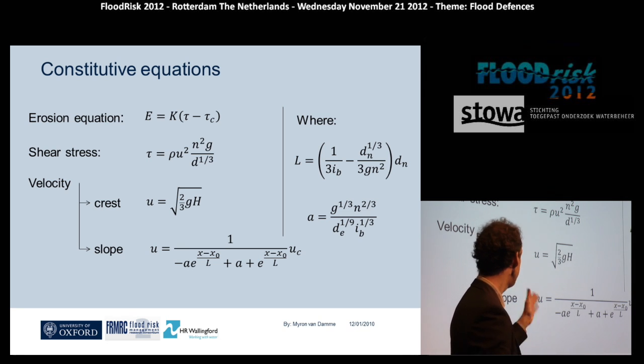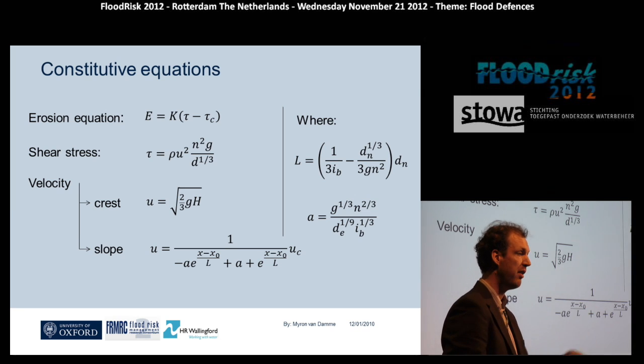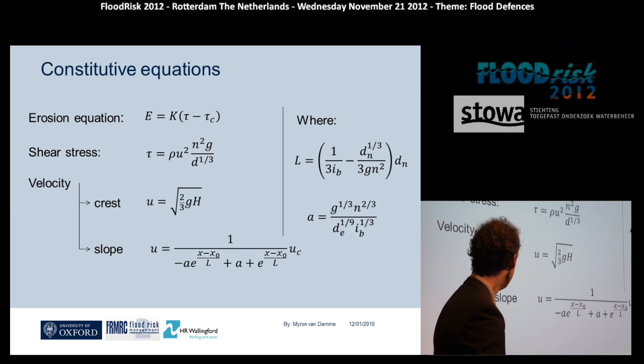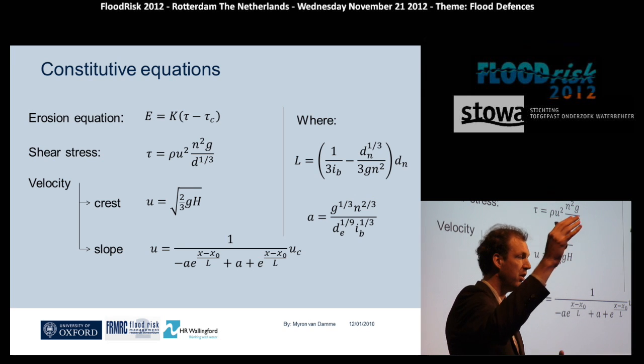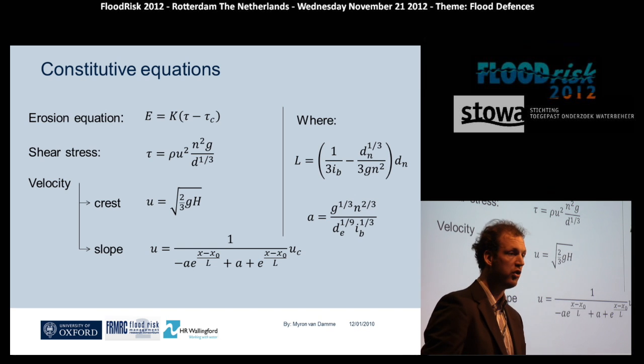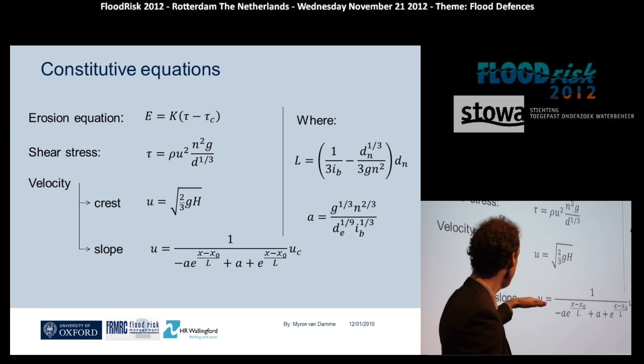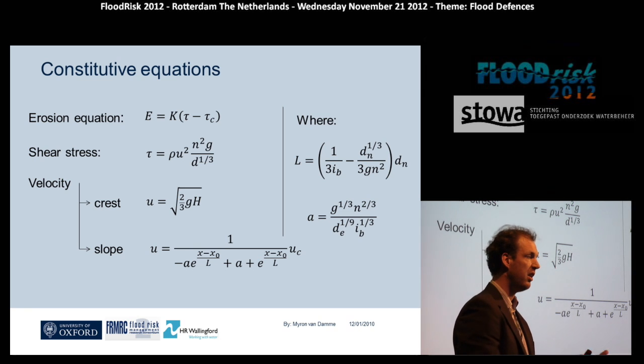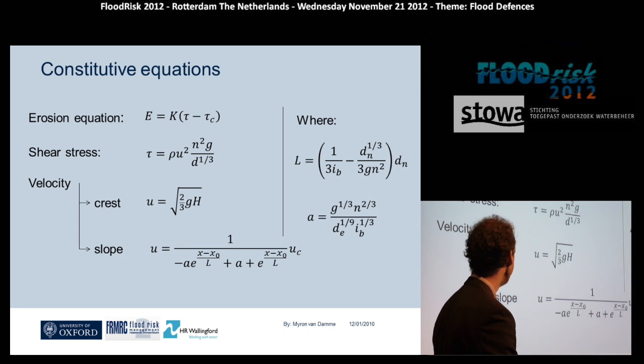And the velocity over the crest is given by this function: 2/3 of the gravitational constant times the difference between the water level in the river and the crest height. And then along the slope, you start off with the critical depth, and it goes to the normal depth according to the equation of Bélanger, and then you can find a function for your velocity. So if you put the function of the velocities in the shear stress equation, and you put that in the erosion equation, you can model the entire process using only two equations, which creates a very, very fast model.